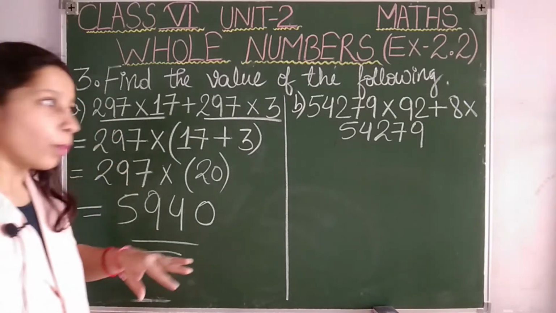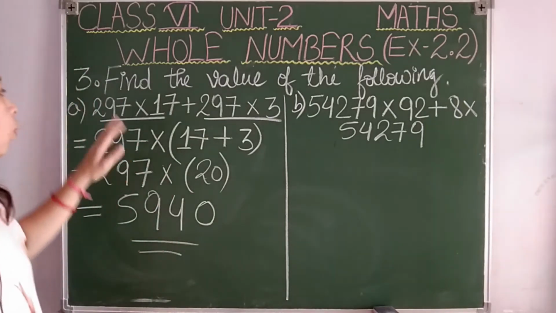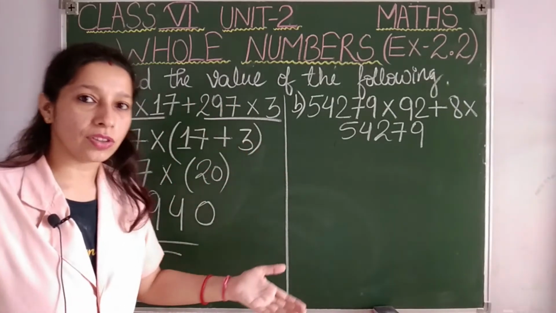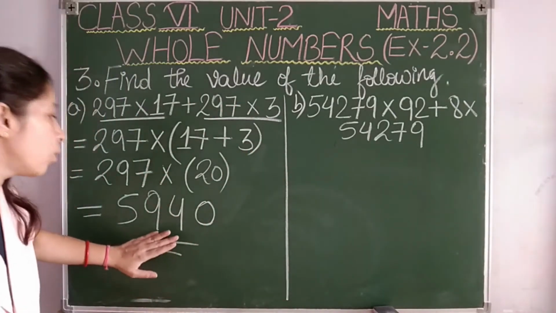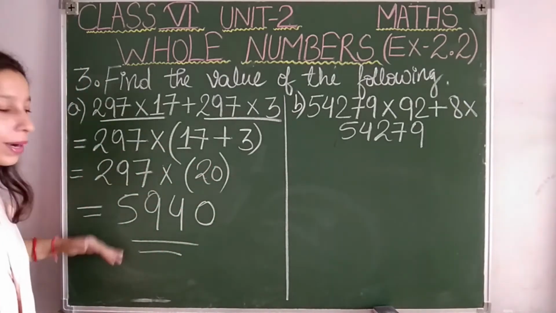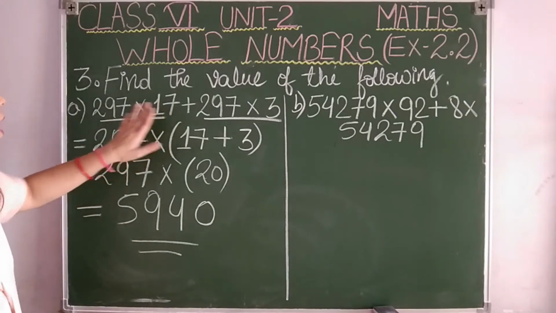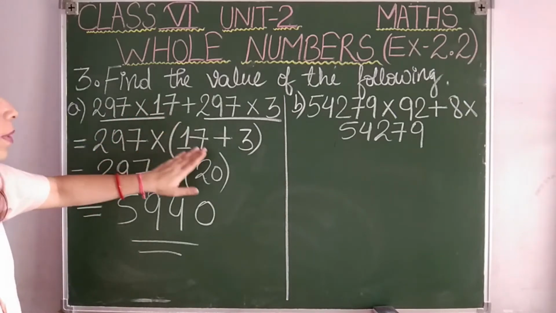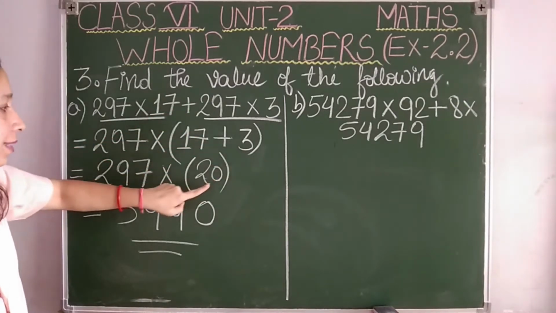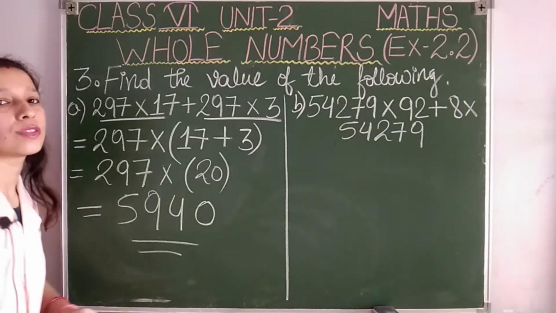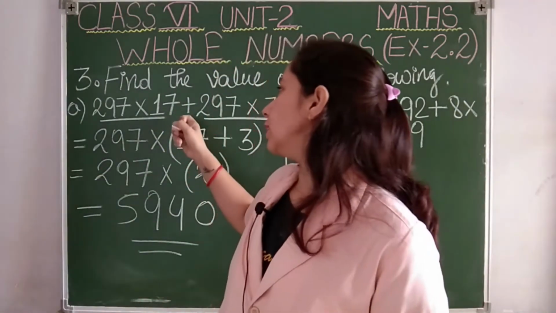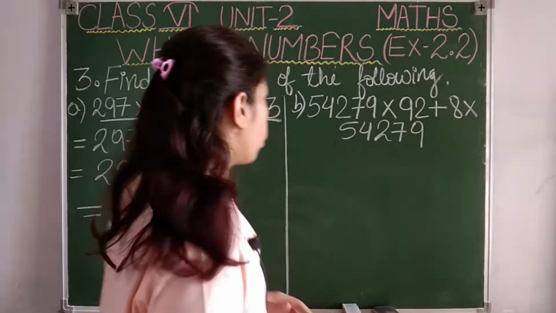If you do not use the property, then also you can solve this. But think yourself, first you will multiply 297 with 17, then you will multiply 297 with 3, and then you will add the products, and then you will get 5940. It is such a long procedure. But by using the distributivity property, how simply we got the answer? See, we simply took 297 as common, and the rest of the numbers we wrote as they are with the plus sign. So 17 plus 3 is 20, 20 into the given number, we get 5940. So this was the distributivity property of multiplication over addition, students. Clear? Let us see one more point.